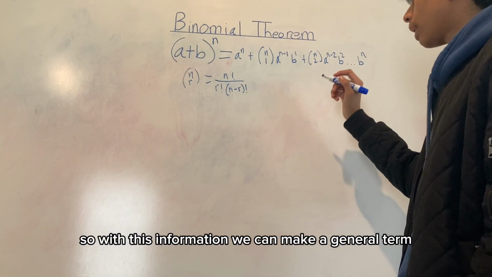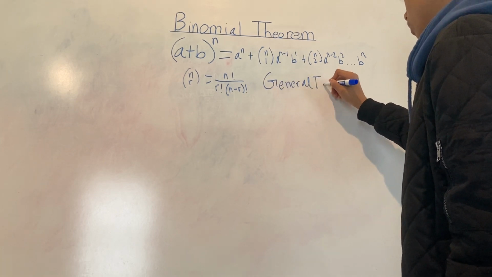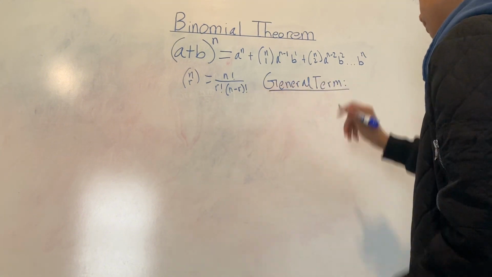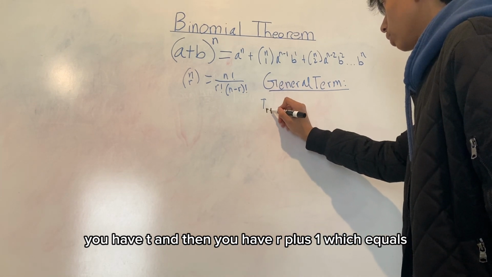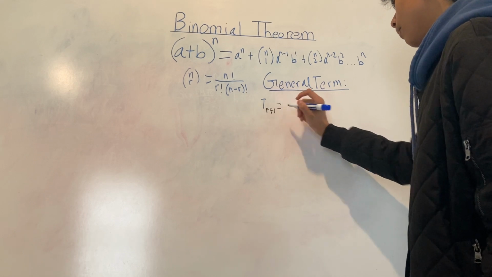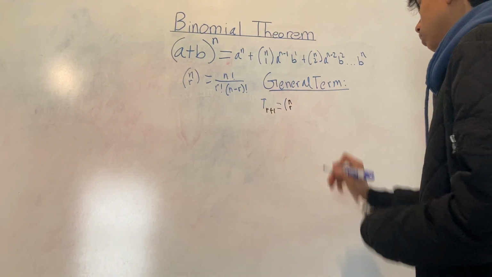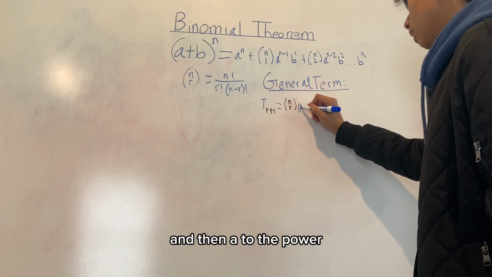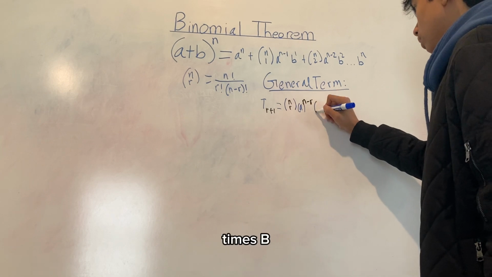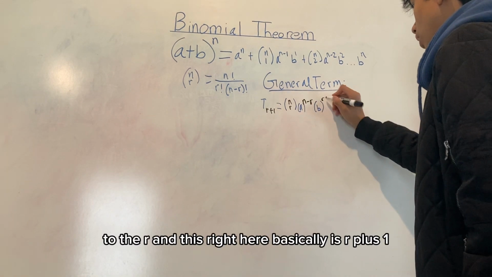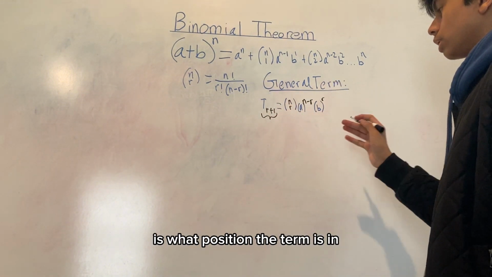So with this information, we can make a general term. This general term goes like this: you have T, and then r plus 1, which equals n choose r, and then a to the power n minus r, times b to the r.